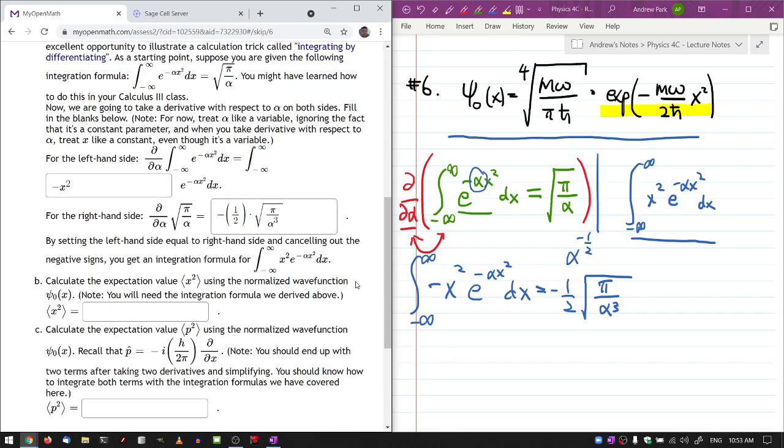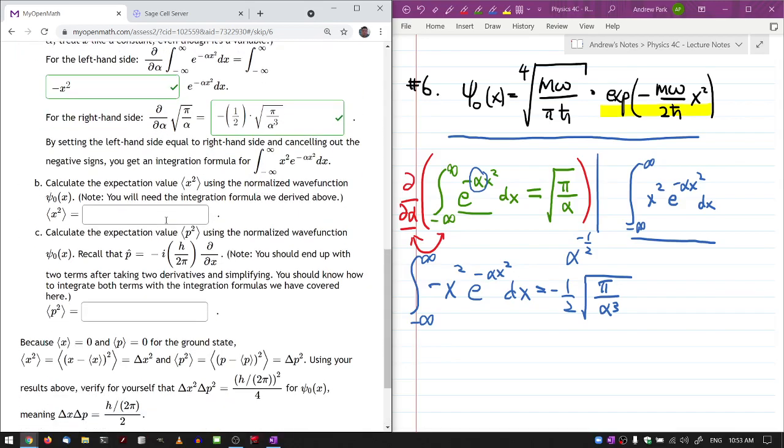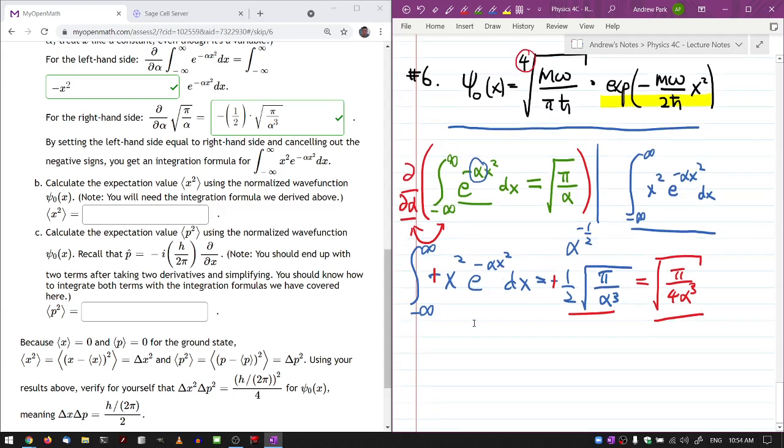Yeah, that's it. And you do have to go one more step to actually derive the formula that you will need. It works out to be just canceling out this minus sign, common on both sides. Let me simplify this a little bit more into the square root of pi over 4 alpha to the third power. I think that's going to be useful in a couple of different places. Anyways, so that was part A, the mathematical preliminary, making sure you have the right integration formula that you will need later to do this by hand.